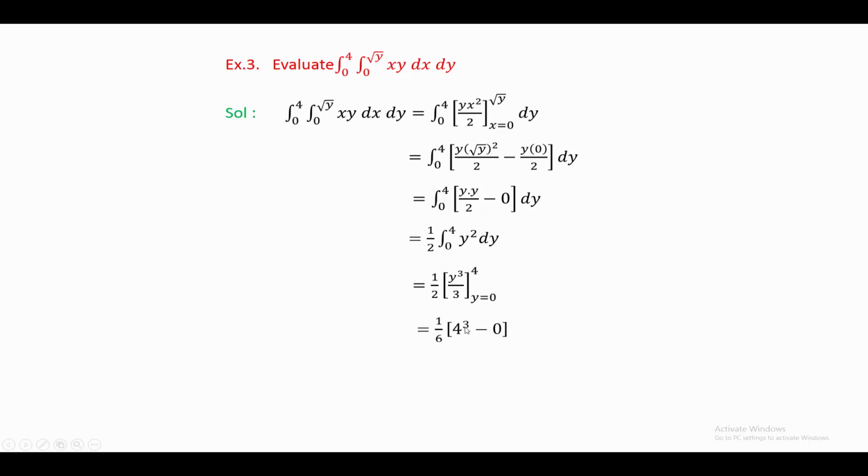First put the upper limit, 4 cube minus 0. Y equal to 4, 4 cube minus 0. 4 cube is 64 upon 6. Divide by 2, we get 32 by 3.